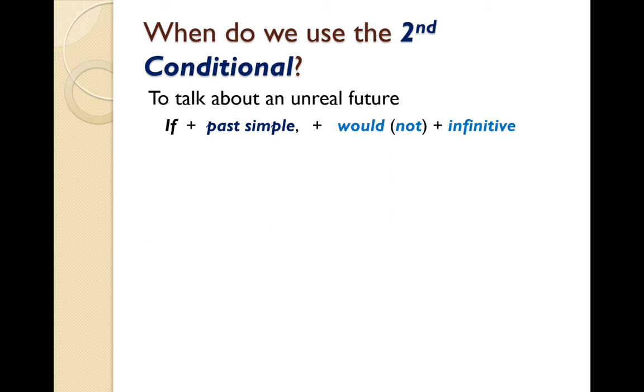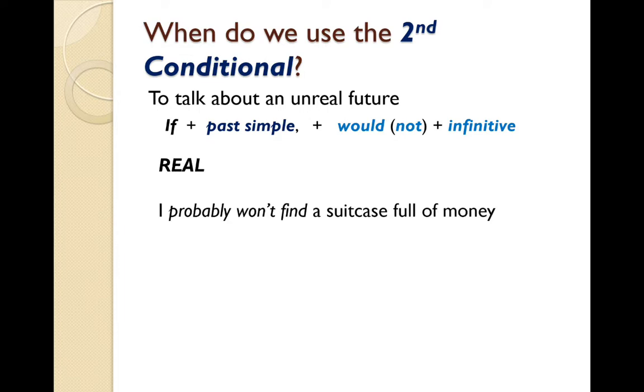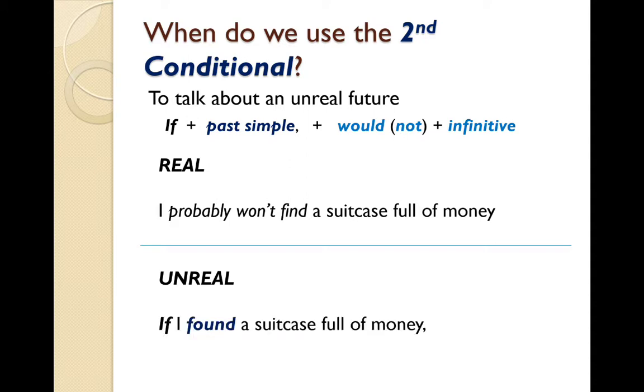Now let's talk about the unreal future. So the real situation, I probably won't find a suitcase full of money, unfortunately. And I can imagine a future where I would find a suitcase full of money. So if I found a suitcase full of money, and notice we change the verb, find, we use the past simple, found. If I found a suitcase full of money, I would take it to the police station. So this is me imagining a future where I find a suitcase full of money, which very probably will not happen.